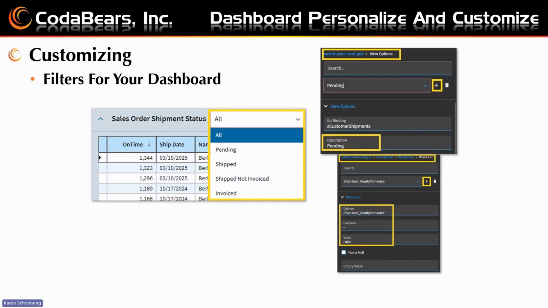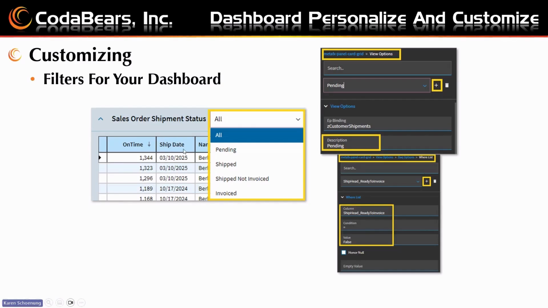So the first option is you can customize your filters for your dashboard. In Kinetic, Epicor uses a drop-down to show your filtered tabs that were previously separate sheets or tabs in Classic. Here, the sales order shipment status dashboard shows the 5 different filters or views: all, pending, shipped, shipped not invoiced, and invoiced. Using Application Studio, you can see each filter is set up in the panel card grid properties.